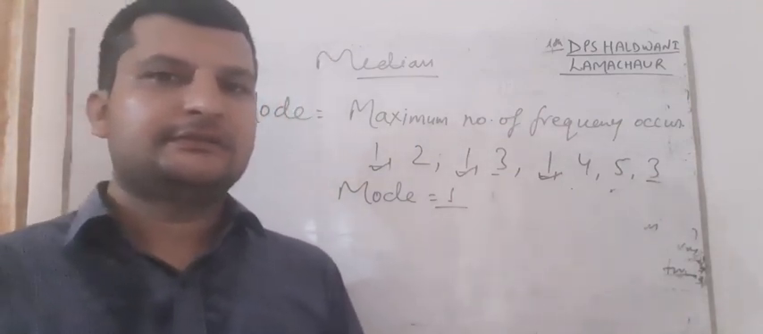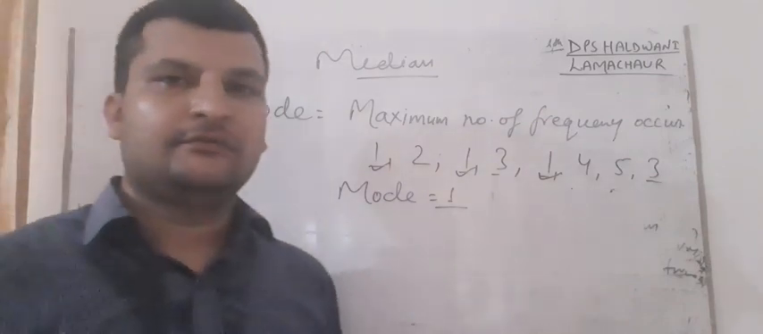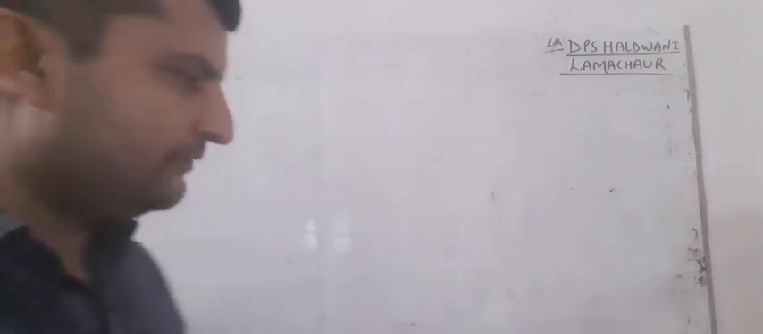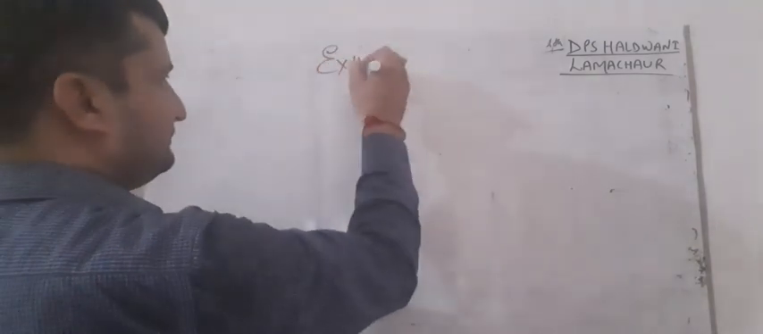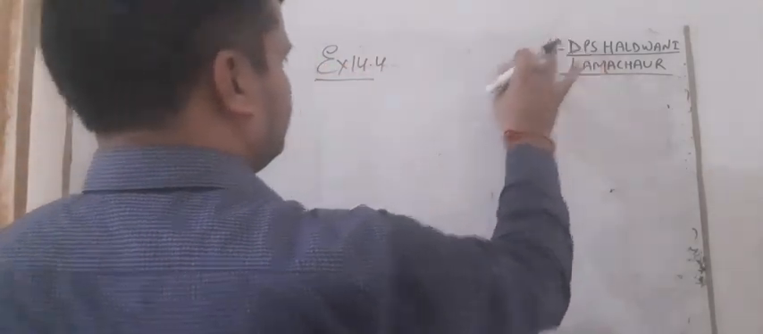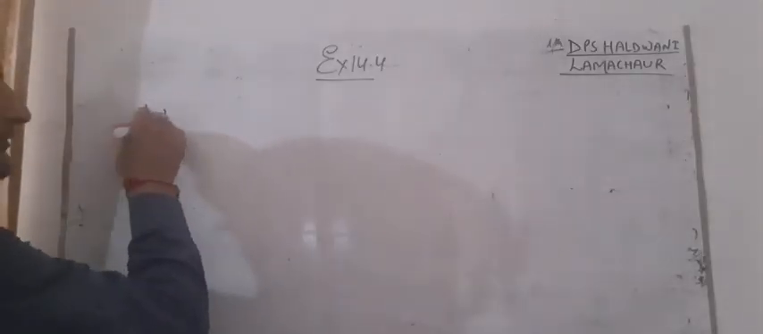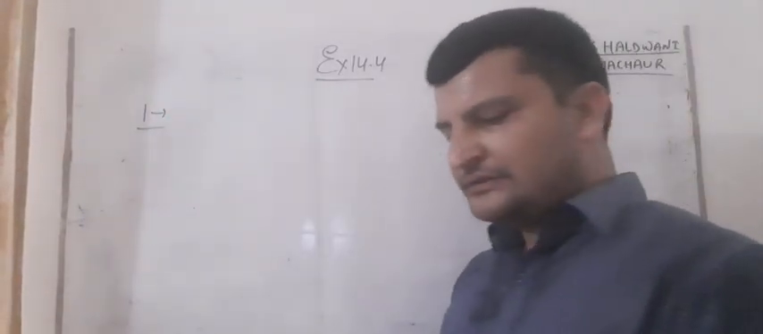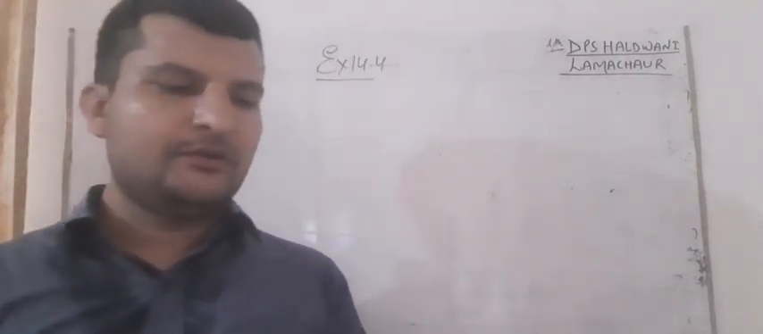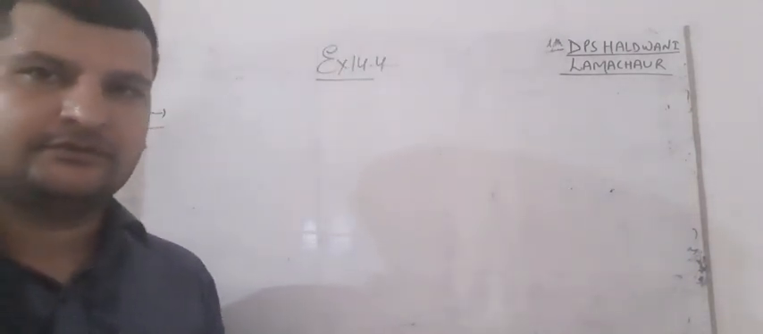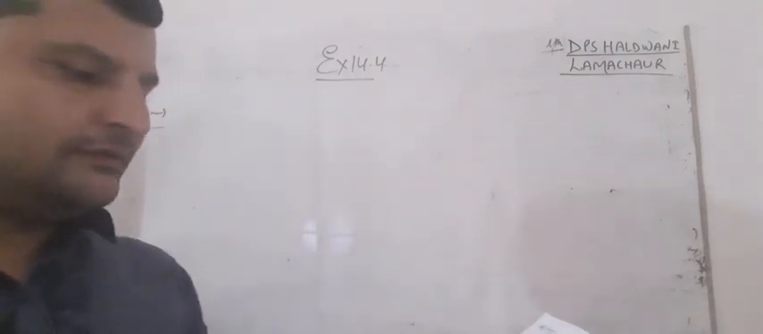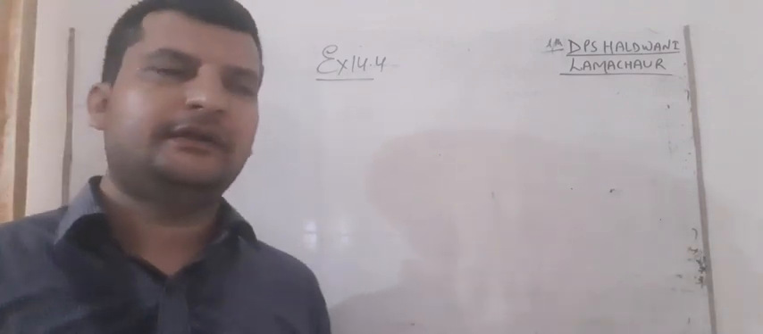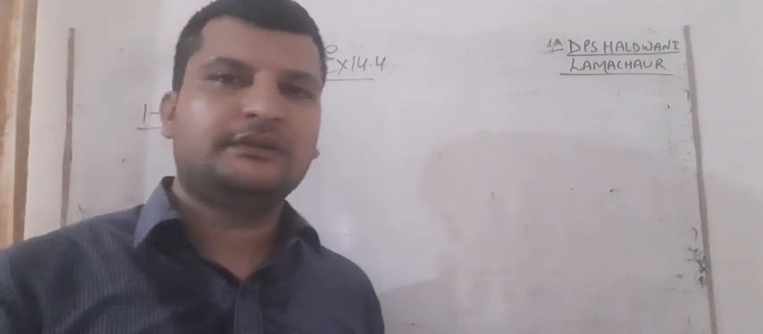Now students, we will start exercise 14.4. Now question number 1, it is given in your book. You can check in your book also. The first question is: the following number of goals were scored by a team in a series of 10 matches. Total matches are 10. Find the mean, median and mode of the scores. So in this series we have to find all the three things.